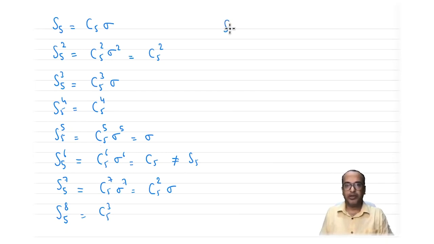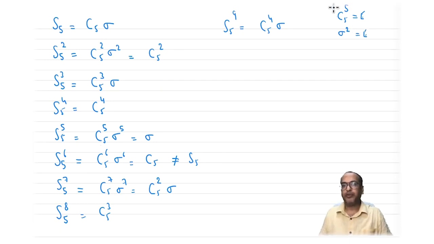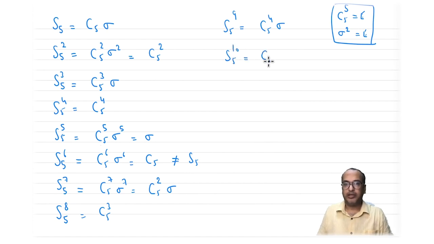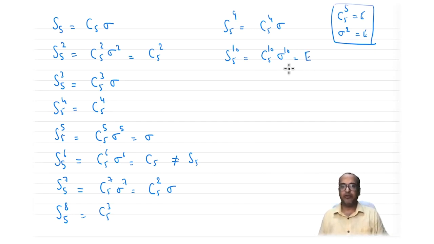Now let's continue. S5 to the power 9. So we have C5 4 and sigma. I'm shortcutting this. You can explicitly do it and see. What you have to make sure is that whenever you are hitting sigma square or even powers, this is equal to E. So I'm using this to simplify this. Now S5 to the power 10, we are getting C5 to the power 10, and sigma to the power 10, that means again E, right? So again, we have got a non-redundant operation. So let's see what happens next.